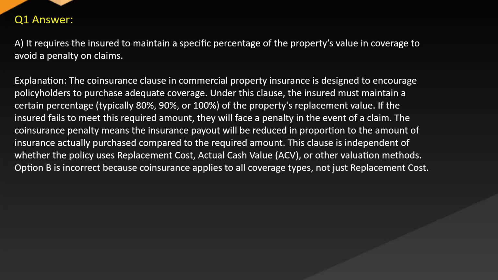The coinsurance penalty means the insurance payout will be reduced in proportion to the amount of insurance actually purchased compared to the required amount. This clause is independent of whether the policy uses replacement cost, actual cash value (ACV), or other valuation methods. Option B is incorrect because coinsurance applies to all coverage types, not just replacement cost.